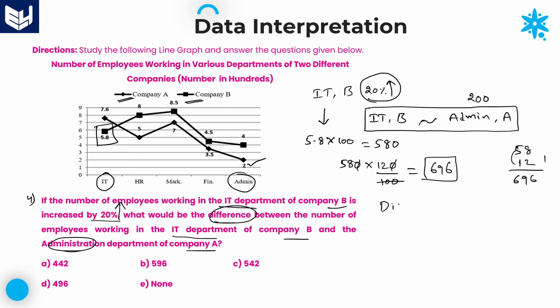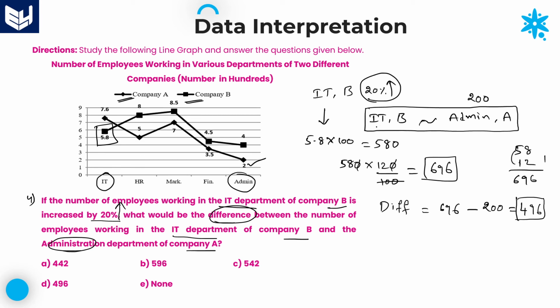Now you just take the difference between those two. The exact difference is the IT department of company B, 696, minus the administration department of company A, 200. That is equal to 496. That is the exact difference between the IT department of company B and the administration department of company A.